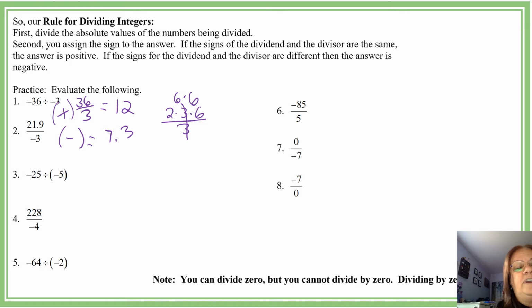All right, negative 25 divided by negative 5. Well, 25 over 5 is 5. Both are negative, so my answer is positive. Negative 228 divided by 4. Well, 100 is 25. So 200 is going to be 50. So 28 divided by 4 is 7. So it's going to be 57. But negative, because my signs are different.